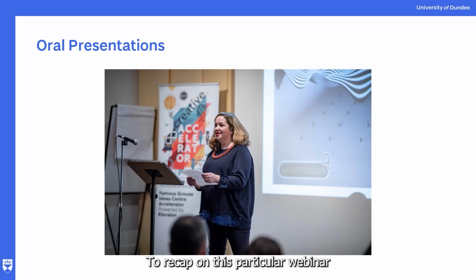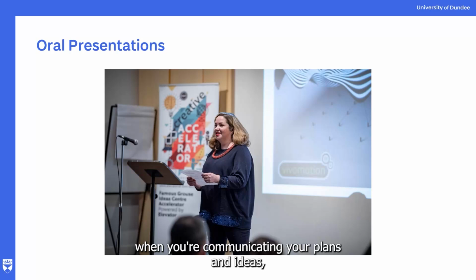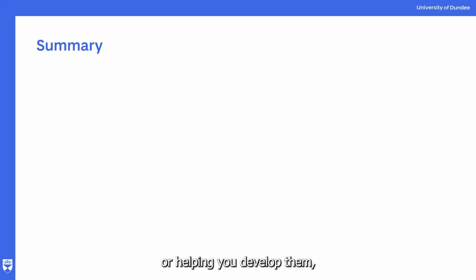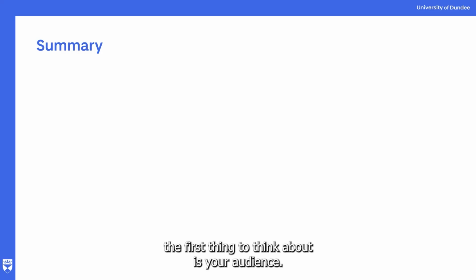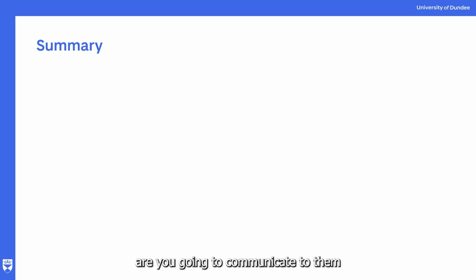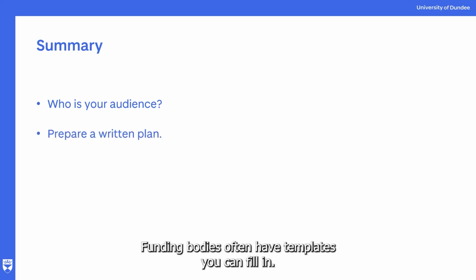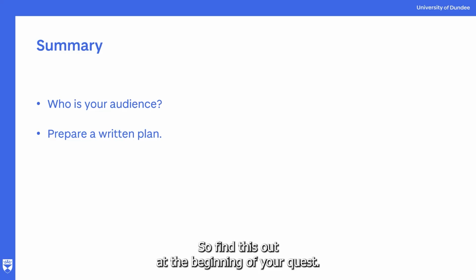To recap on this particular webinar, when you're communicating your plans and ideas at a stage where you're looking for other people to be involved in either funding them or helping you develop them, the first thing to think about is your audience. Who is it that you're going to communicate to, and what things are you going to communicate to them as far as your written documentation is required? Then think about how you are going to do that, both succinctly and then in more detail if required. Funding bodies often have templates you can fill in, so find this out at the beginning of your quest.